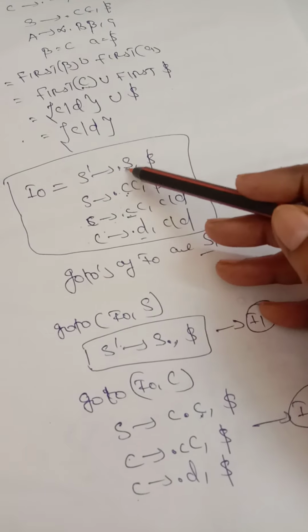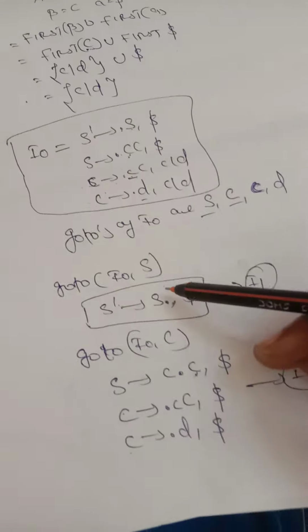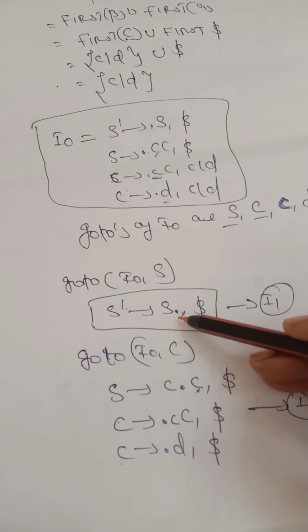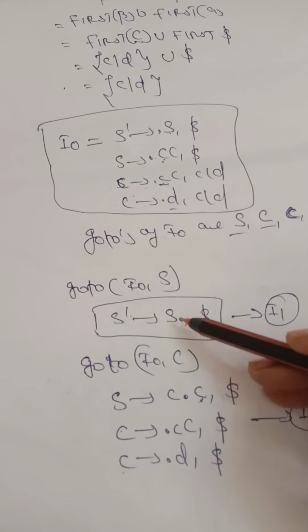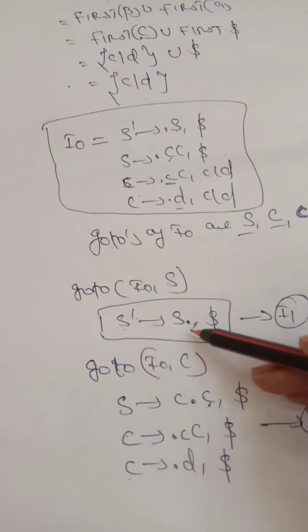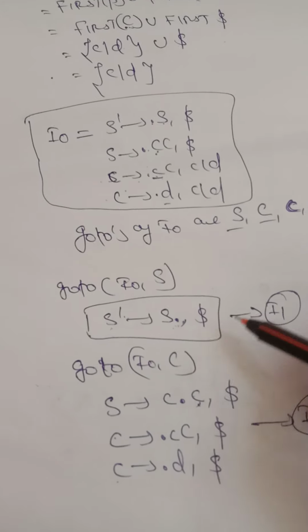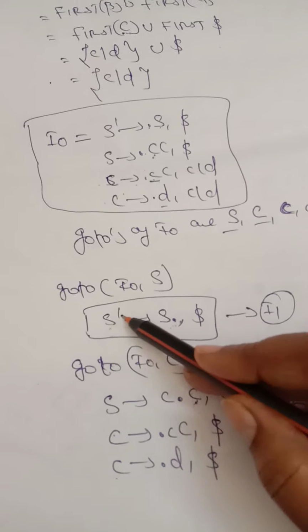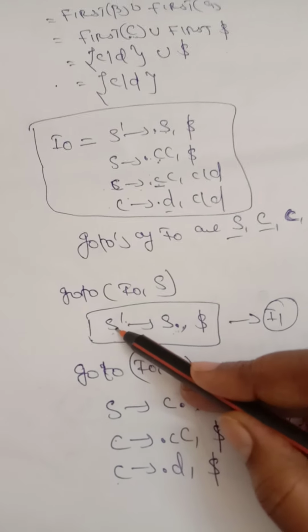Here this is the I0. Okay, I0 has no dot at the end. Next, here in I1, S dash stands to what? S dot, it comes at end. So if SLR, we have to find follow of S dash. But here it's not needed. Here S dash is a different thing. It's for checking whether the string is accepted or not.